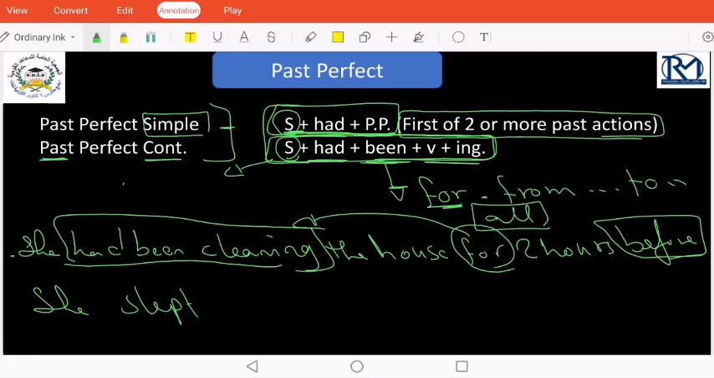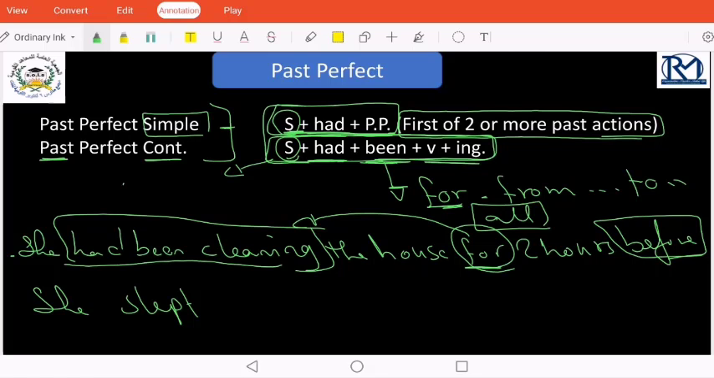In this sentence, we focus on the duration of the first action. She had been cleaning the house for 2 hours. This means that the action of cleaning the house started and finished, and it took her 2 hours just to complete the action, and then followed by the second action, which is she slept.